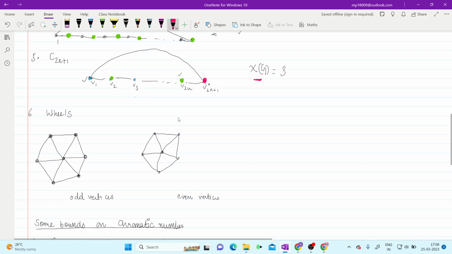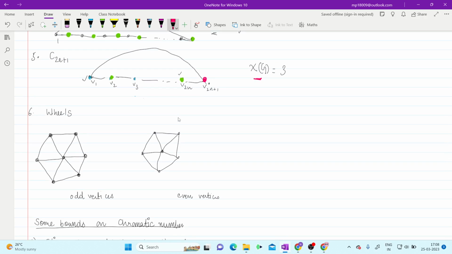Now the next example is of wheels. First of all, this wheel has an odd number of vertices. Basically we have an even cycle outside, and there is one vertex which is attached to each of the vertices in the cycle. So what will be the chromatic number of the first graph, which is a wheel with odd vertices?